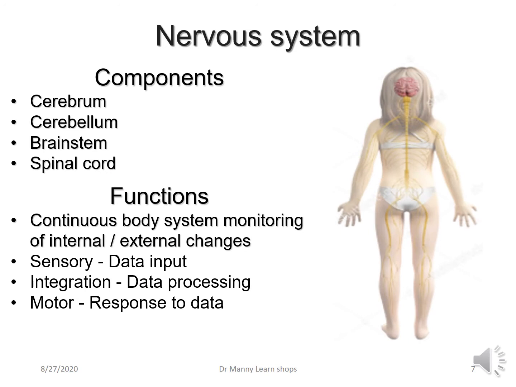The nervous system, you've got the central and you've got the peripheral, but the components primarily consist of the cerebrum, the cerebellum, the brainstem and spinal cord, and their functions are to continuously monitor body systems that deal with internal and external changes, provide sensory input data, integrate that data through processing, and then respond to that data. Sensory, integration, and motor functions.